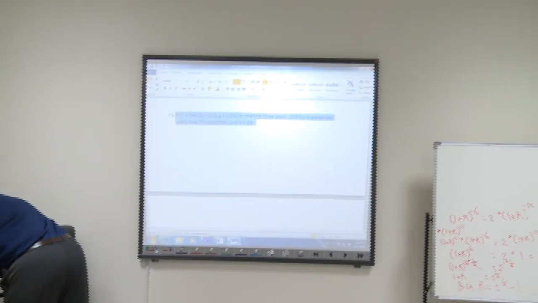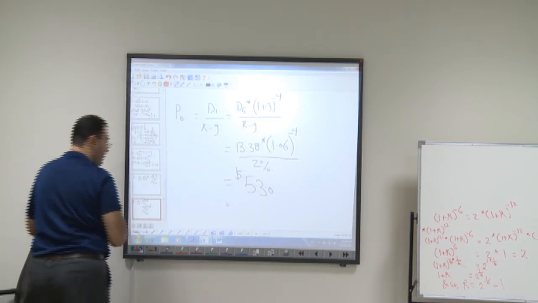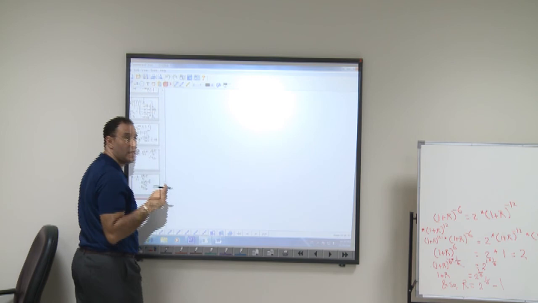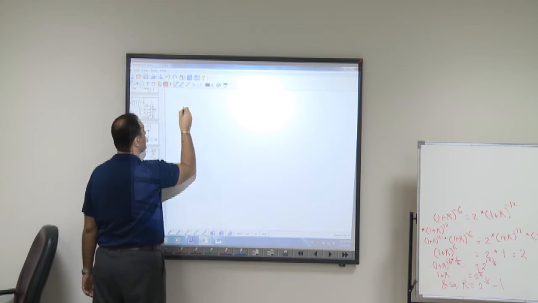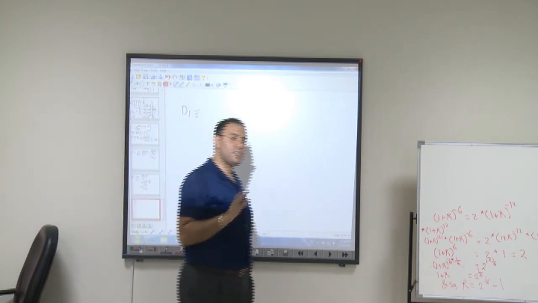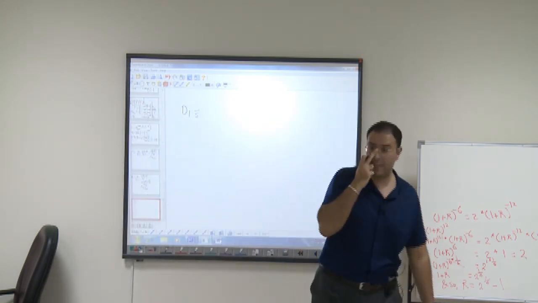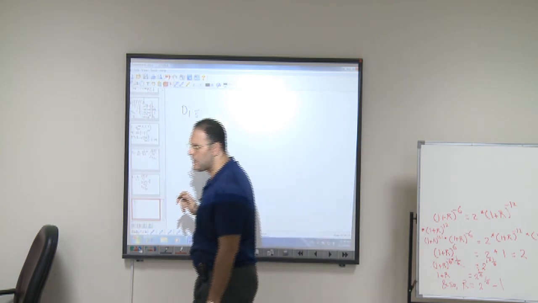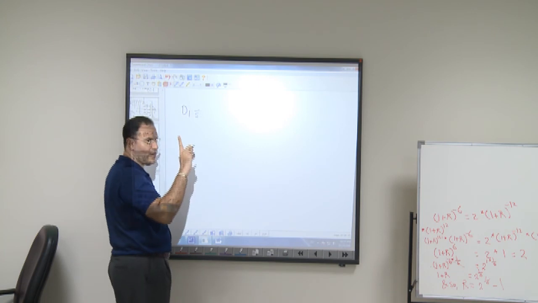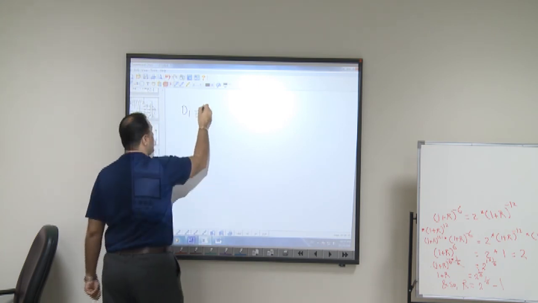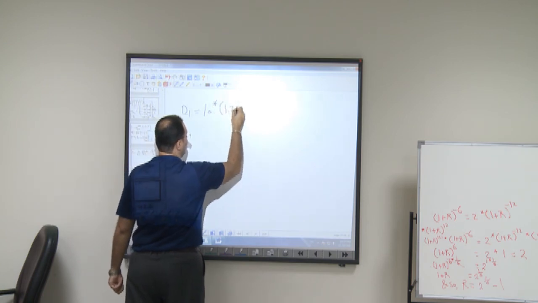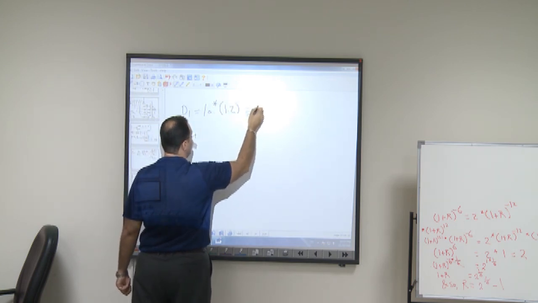So first we're going to be solving for D1, and D1 is going to be D0 times 1 plus G. How much is D0? Oh, it's 10 times 1 plus G, which is 1.2. And the answer is going to be what?